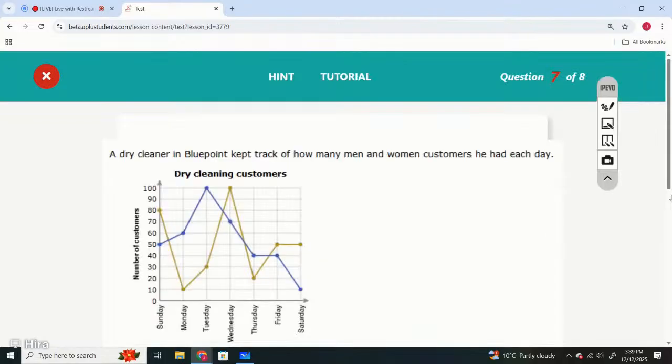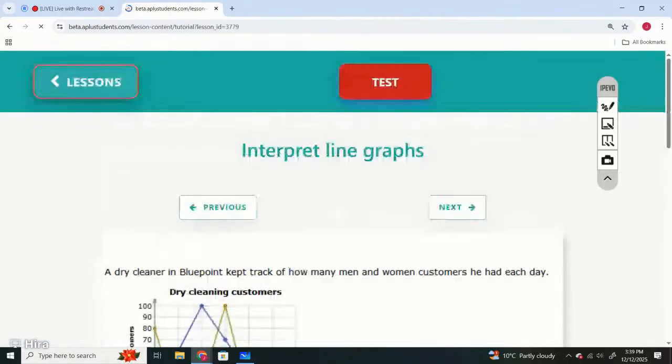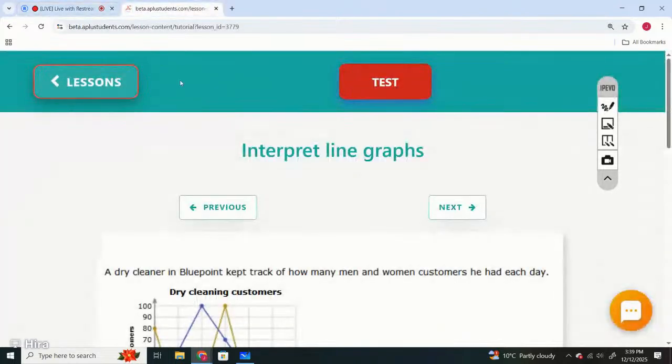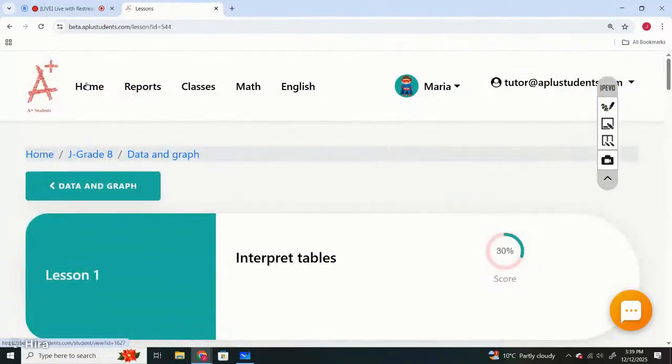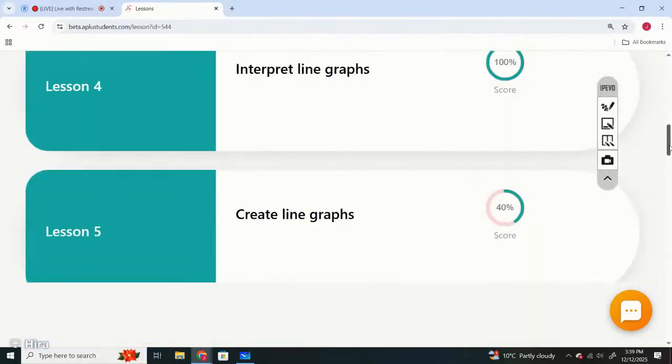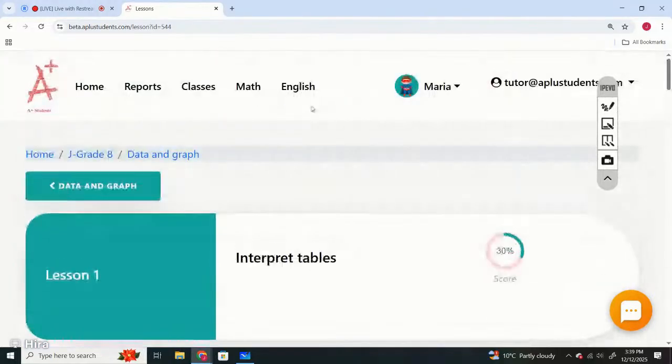So we were working on grade 8. The chapter we were working on is data and graphs. The lessons we have: interpret tables, interpret bar graphs, create bar graphs. So please make sure before the next session you complete all the practice.